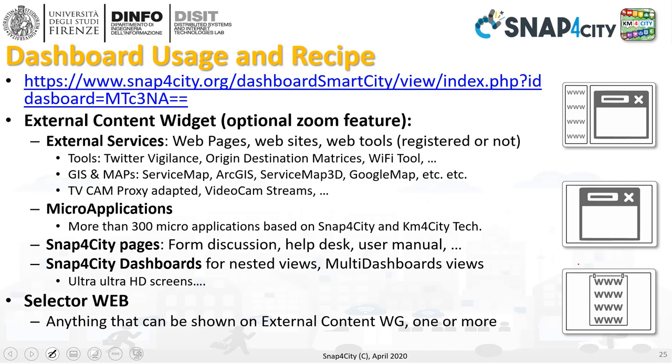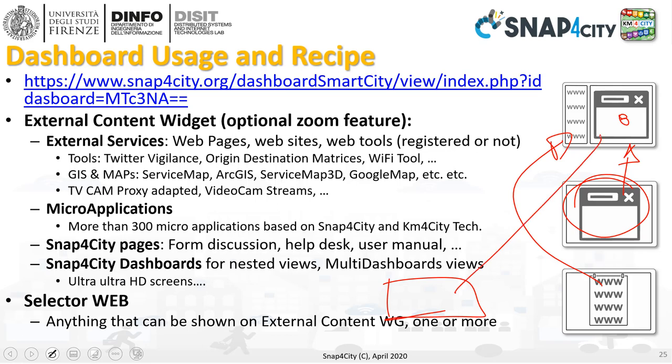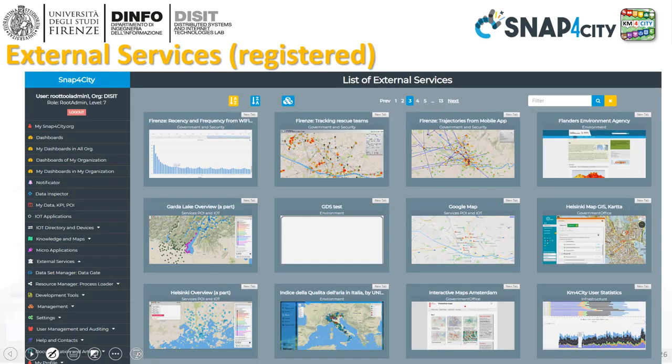There are other combinations that could be used for creating dashboards. One well-known combination is the one that puts together the external content, this is the external content, and a selector web, as we call it. So a selector that allows you to push a number of web pages into the external content. You can send a web page to the external content even by using a button. So if you have a button, you can send a URL to the external content by using a button. You don't need to have a selector if you have only one choice.